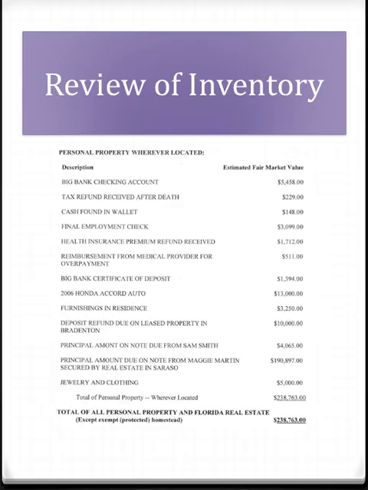First of all, this is the first page of the inventory that you prepared. The date of her death is on the first page. The caption and title, etc. are here. That's page 1. The second page of the inventory that you prepared in the previous lesson lists all the personal property, wherever located, that the estate had at the time of her death, and the estimated fair market value of each of the items described in the inventory.